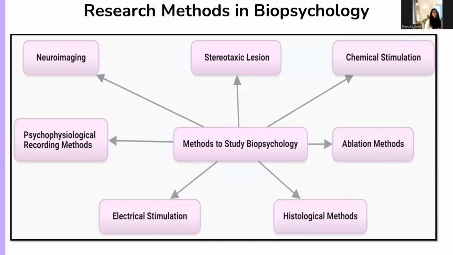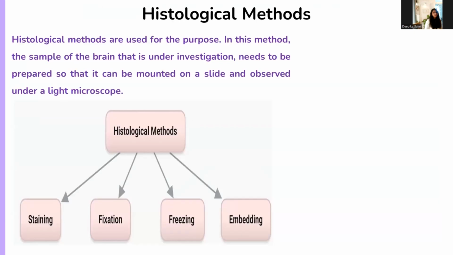Hope you can see this better now. All right. So as I was just saying, today we will be discussing different methods to study biopsychology. In the last class, we had done the ablation method of studying different aspects in biopsychology. So today the research methods that we will be covering are histological method, electrical stimulation, psychophysiological recording methods, neuroimaging, and stereotaxic lesion along with chemical stimulation. These are the methods that we will be covering today.